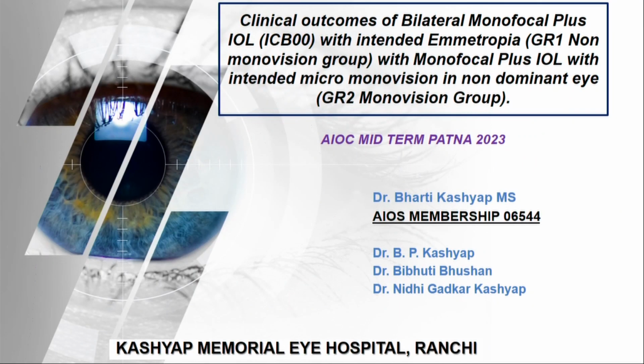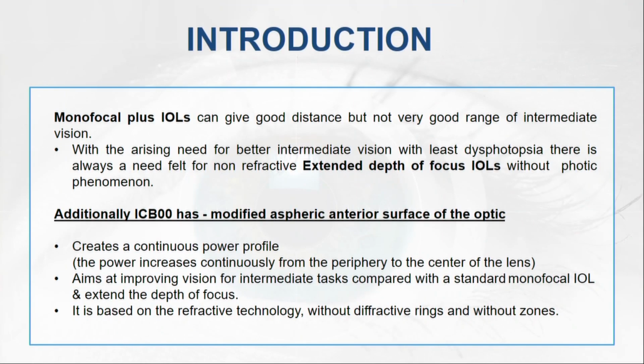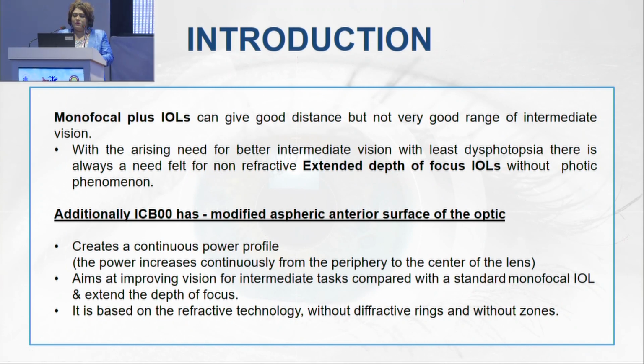So good afternoon everyone. My topic is clinical outcome of bilateral monofocal plus IOL IC-BOO with intended emmetropia, group 1 non-monovision group, versus monofocal plus IOL with intended micromonovision in the non-dominant eye, group 2 monovision. No financial disclosure. Monofocal plus IOLs can give good distance but not very good range of intermediate and near vision. With the arising need for better intermediate vision with least dysphotopsia, there is always a need felt for a non-refractive extended depth of focus IOL without photic phenomenon.